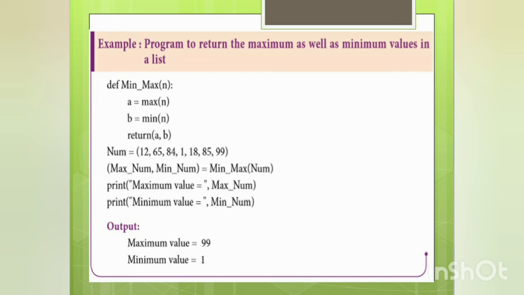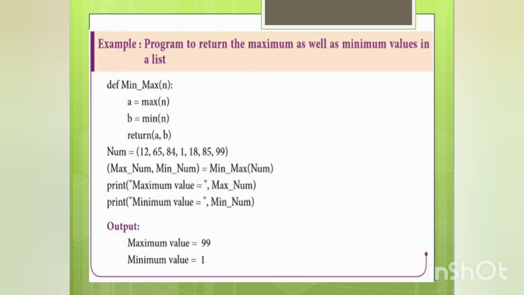Okay, a is equal to max of n. Out of these numbers, which is the maximum number? 99, right? So that 99 will be stored in a. Then what is the next statement? b is equal to min of n. Out of these elements from 12 to 99, which is the minimum value? 1. So that 1 will be stored in b. So return a, b. This is the next statement, right? What is in a? 99. What is in b? 1. So those values will be returned to max_num, min_num. So max_num value is now 99.